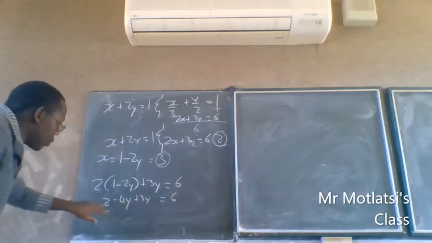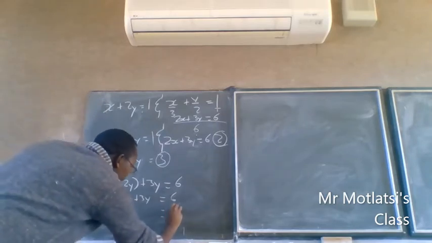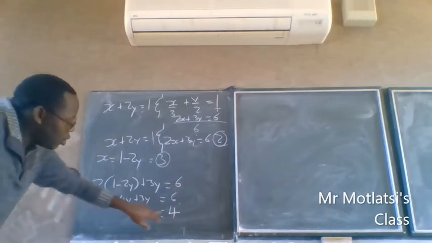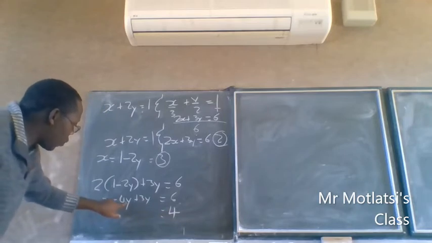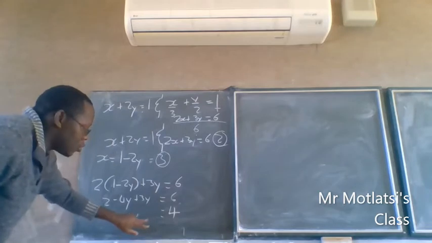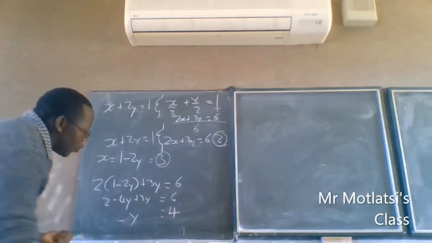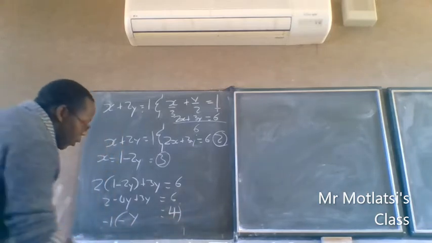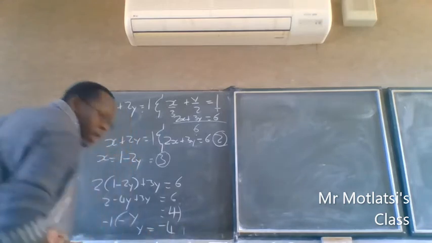We take this one to that side, so 6 minus 2 is going to be 4. And then minus 4y plus 3y is going to be minus y. So minus y is equivalent to 4, but we don't want minus y, we want y. And so what we do is multiply by negative 1 on both sides, and therefore y is equivalent to minus 4.